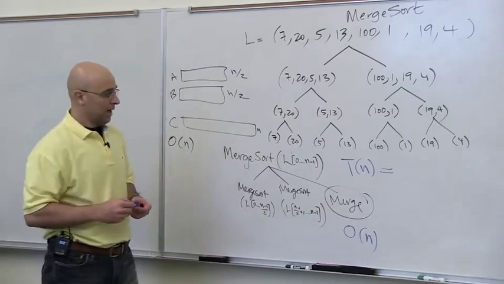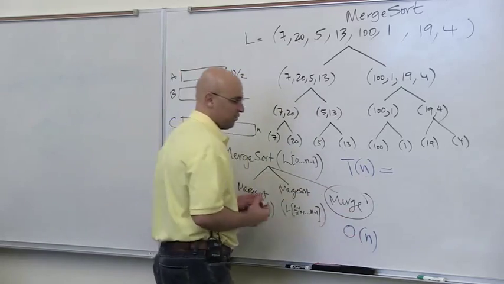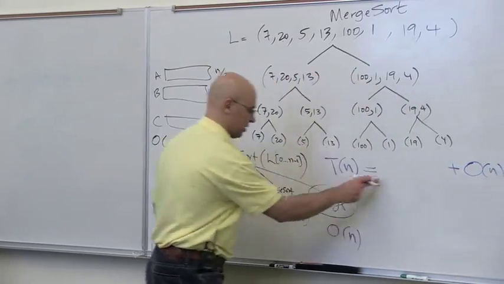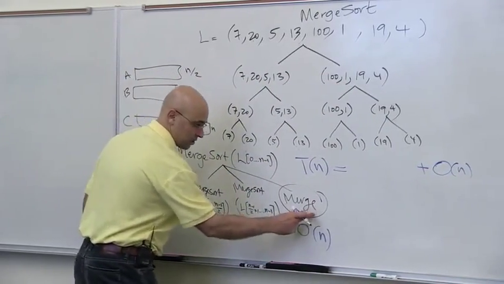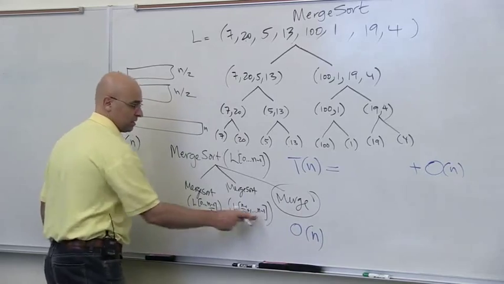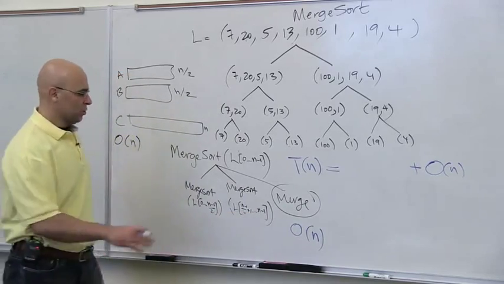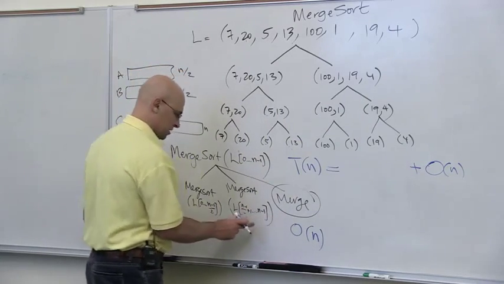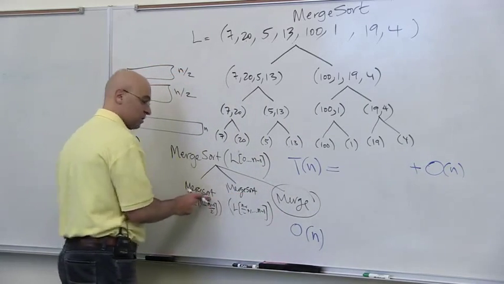Right? I know T of n equals O of n for the merge plus something, because we are doing the merge, but we are doing also two other things, right? So it's O of n for merging the two halves. But how long does it take to do merge sort and to do merge sort?